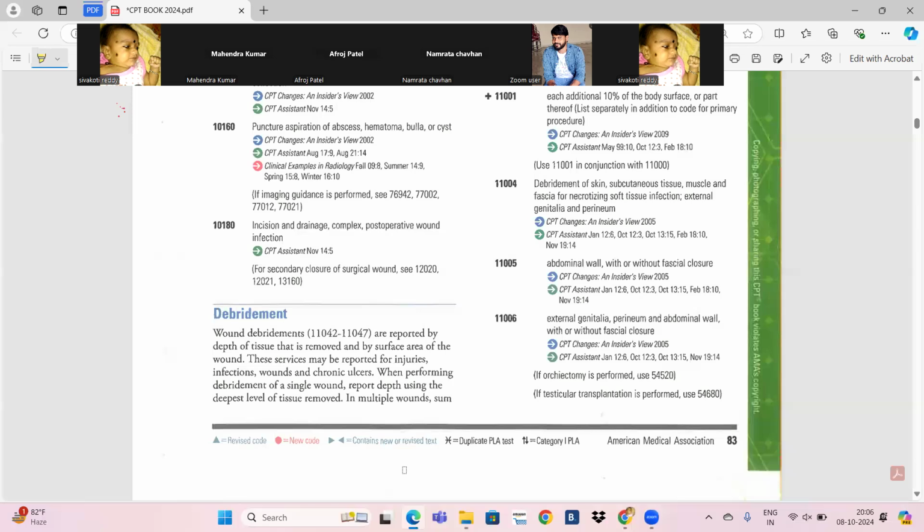Non-excisional debridement is code 99607, only one code you will get. Leave that about the non-excisional. First we can discuss excisional debridements.